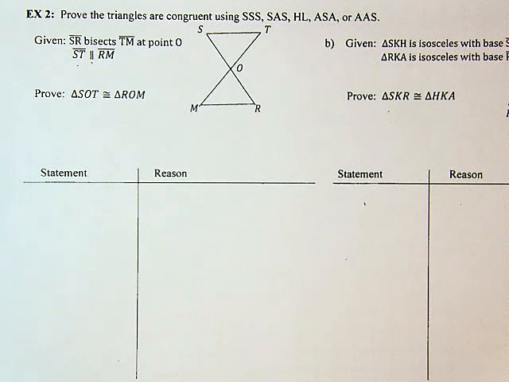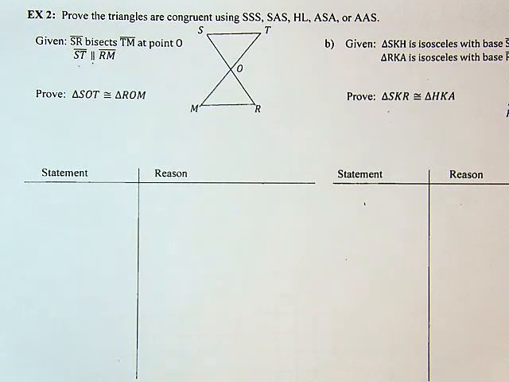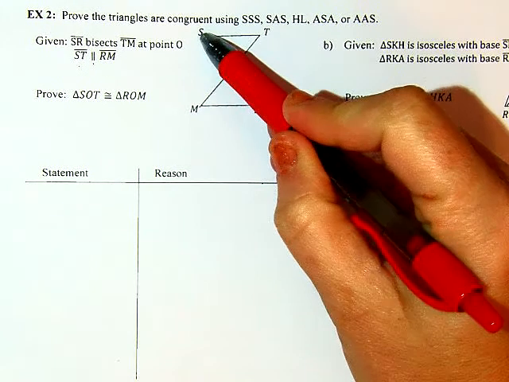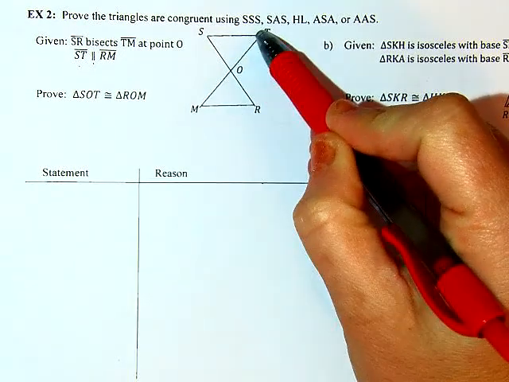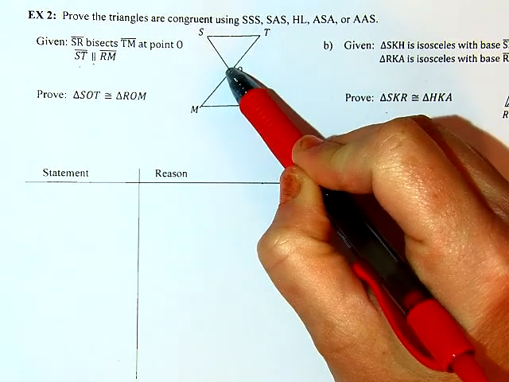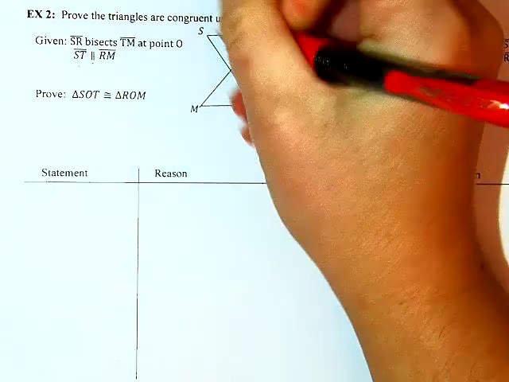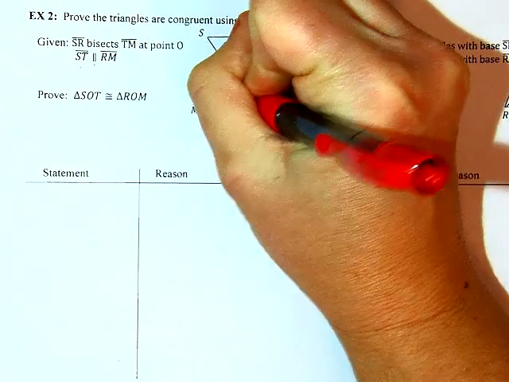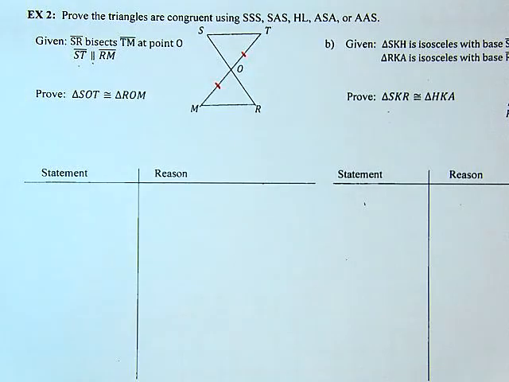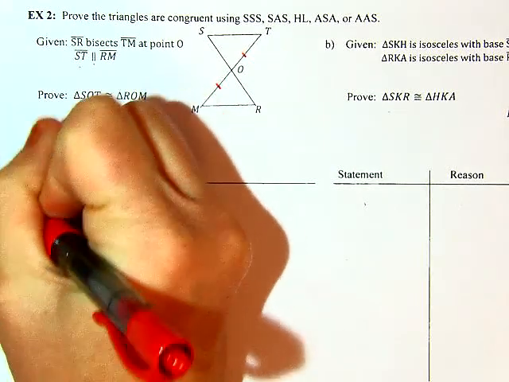So first up, we're told that SR bisects TM at point O. So this segment bisects this one at this point. So I know where that's going to build me. That's going to build me to this larger segment being split into 2 smaller parts. So let me start with that.